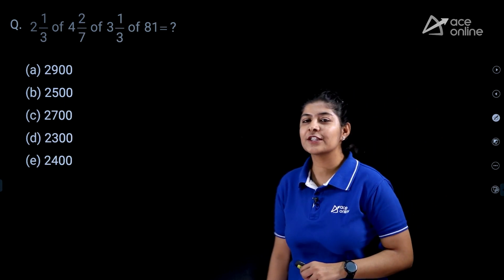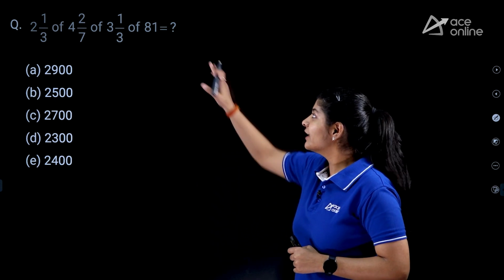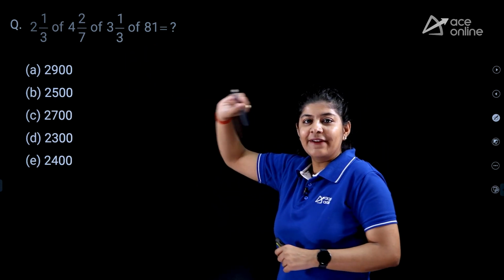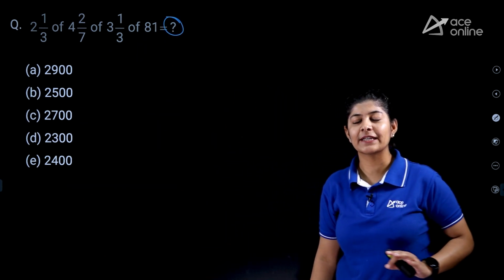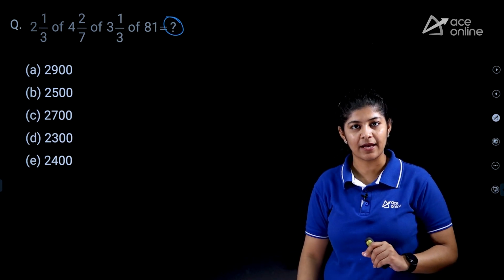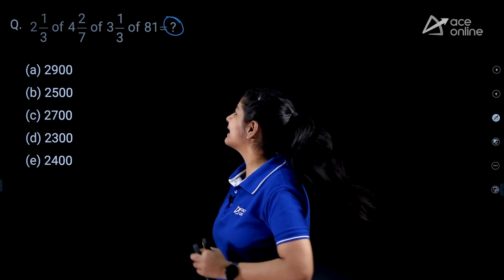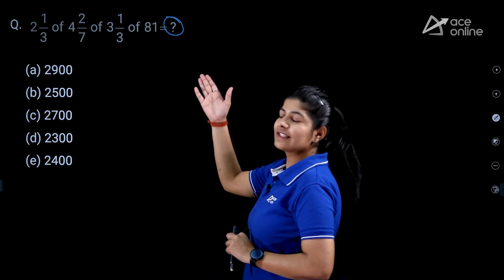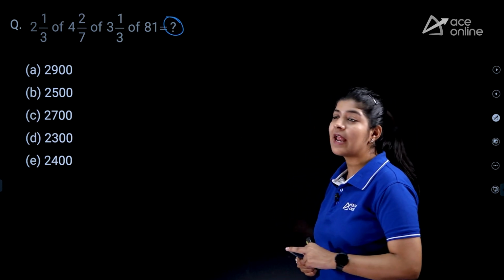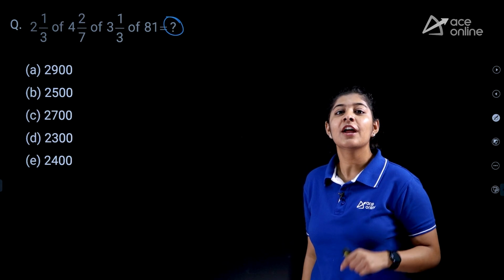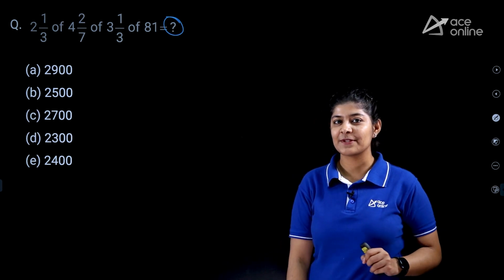So the first question is from the concept of simplification, or we can say the approximation. So here we are having this particular data and we have to determine the value of this question mark. We are having these values as our options. This is a very simple question. So you are having 30 seconds time to answer this particular question, and most of the students can easily answer within 20 seconds, or we can say within 15 seconds, right? So your time starts now.